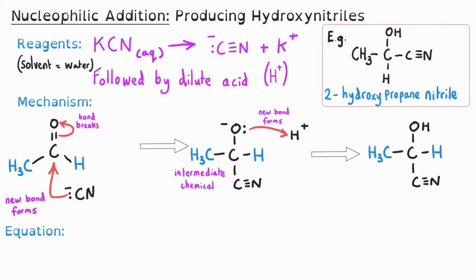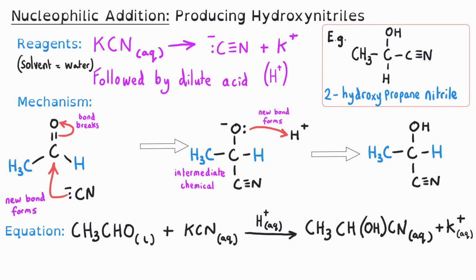And we can represent that with the equation, with the ethanal in its structural formula reacting with the potassium cyanide in aqueous solution, remember, and then that converts into the 2-hydroxypropane nitrile and the potassium ion, which I'm including here because I'm using the full reagent in the reactants, but technically that potassium ion is a spectator ion because it's aqueous on the left and aqueous on the right. And the dilute acid, the H+, would also be added over the arrow, and that would be aqueous as well.